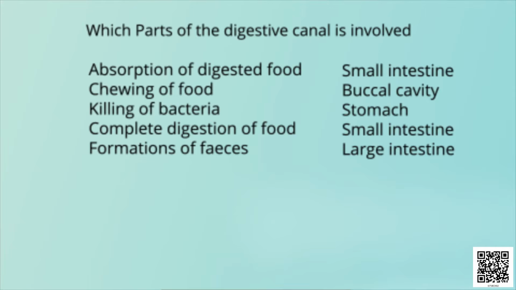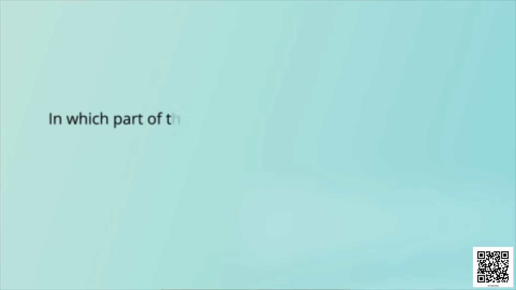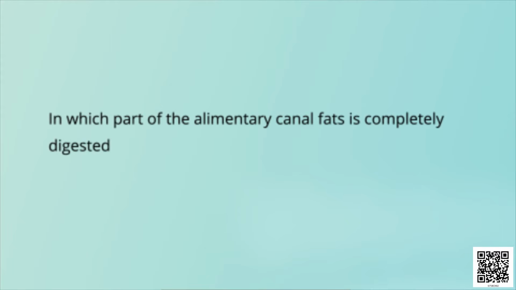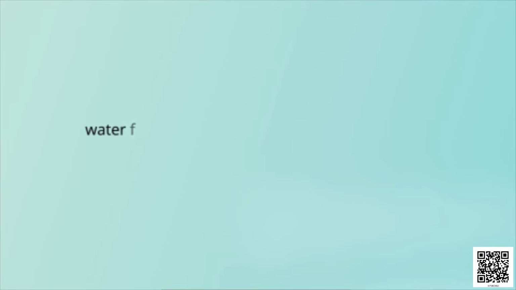Students, next question is in which part of the alimentary canal fat is completely digested? And the answer is small intestine. Next question is water from the undigested food is absorbed mainly in the large intestine. Yes. So, large intestine is the right answer.